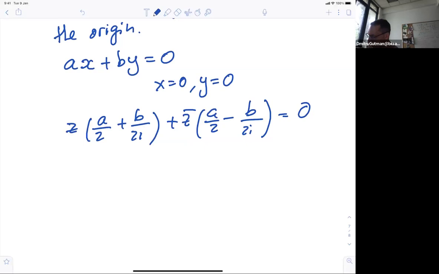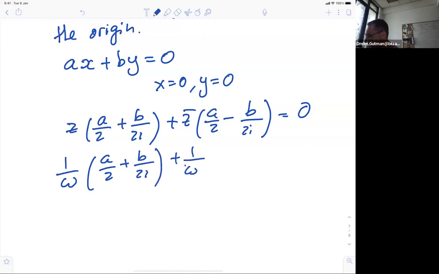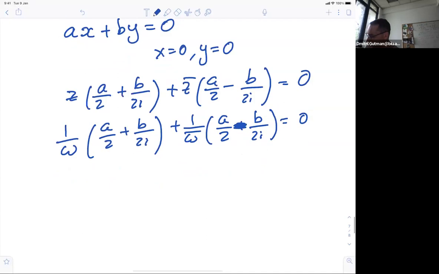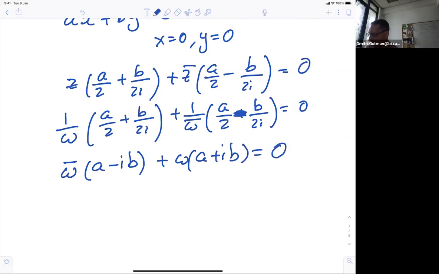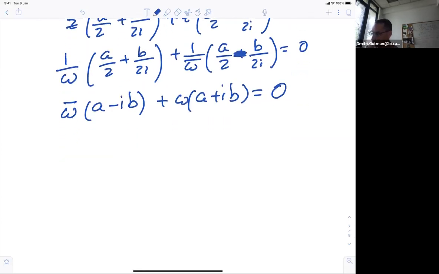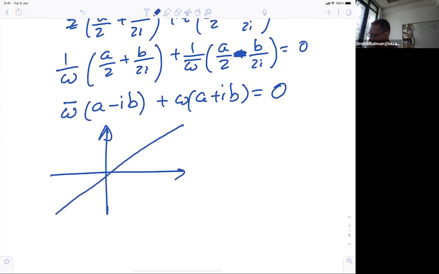which means 1 over w times (a over 2 plus b over 2i) plus 1 over w bar times (a over 2 minus b over 2i) is equal to 0. So this is w bar times (a minus ib) plus w times (a plus ib) is equal to 0. And as we see on the w plane, this is once again a line that passes through the origin.